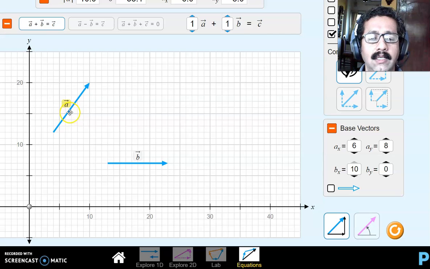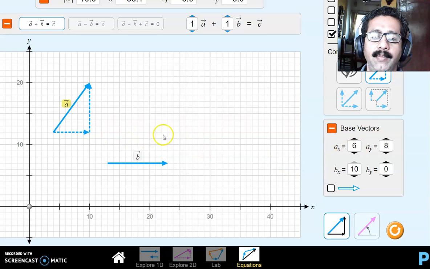What is this vector exactly? I have specifically chosen this vector A to be elevated with respect to the x-axis, and vector B I have chosen horizontal, so that I can understand the equations of vector A and vector B. Vector A is, let us say, 6i cap plus 8j cap. So this is 6, 1, 2, 3, 4, 5, 6. So 6i plus 8j, that is this particular vector.